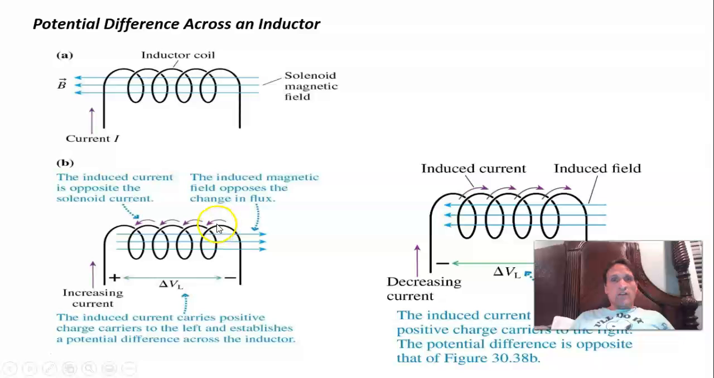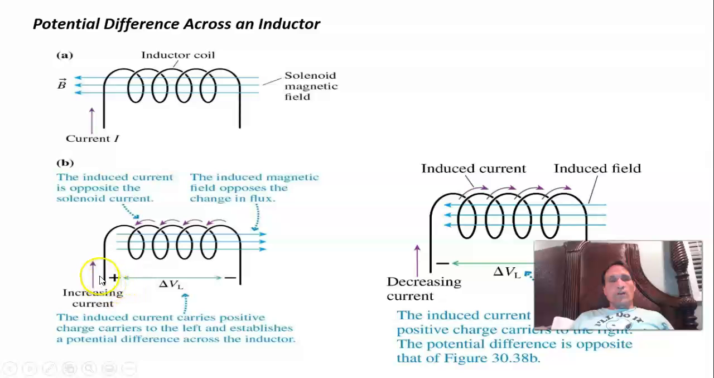And since the current is movement of positive charge, basically what that means is that this carries positive charges over to this side of the coil and negative charges stay here. And so the potential difference is in this polarity, okay?